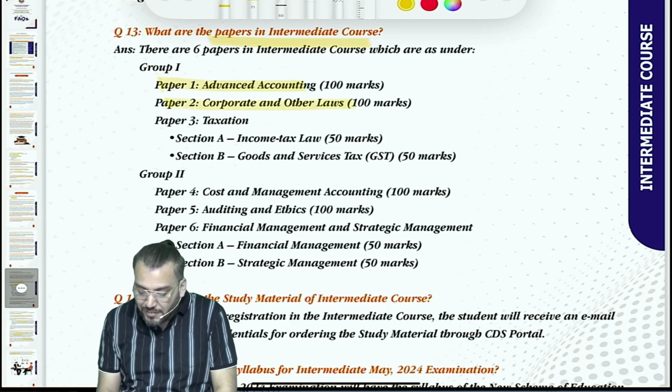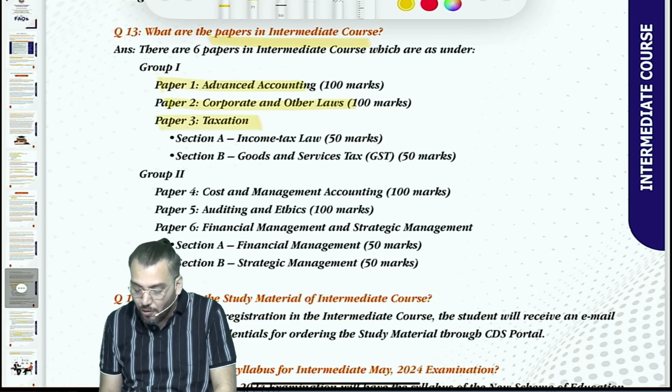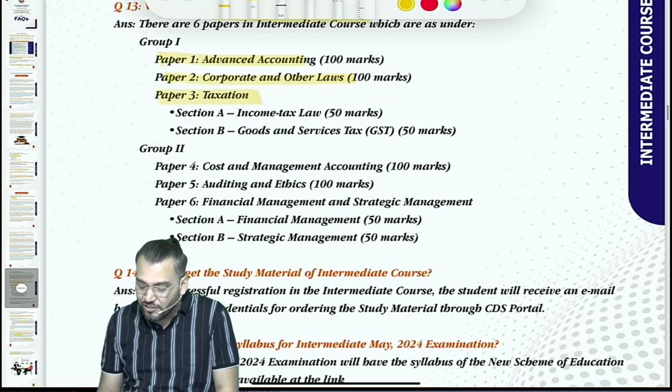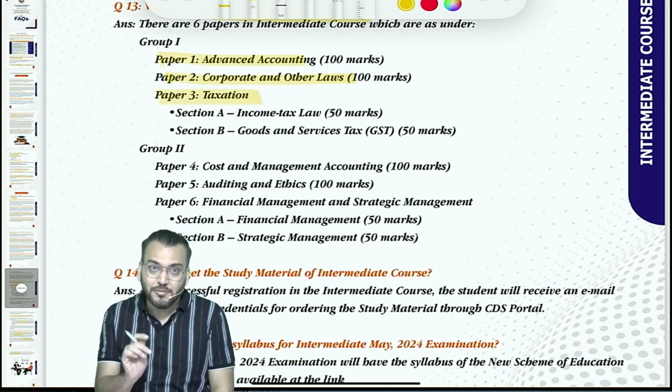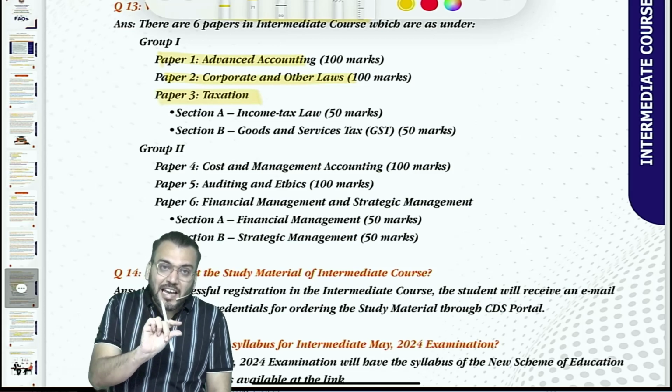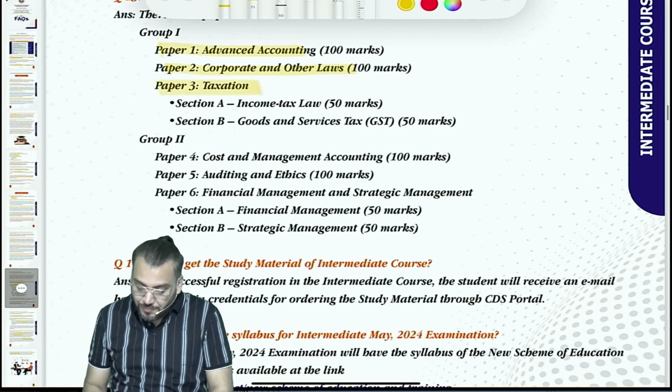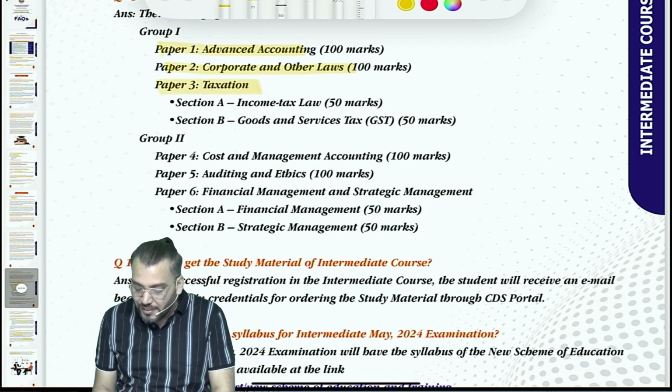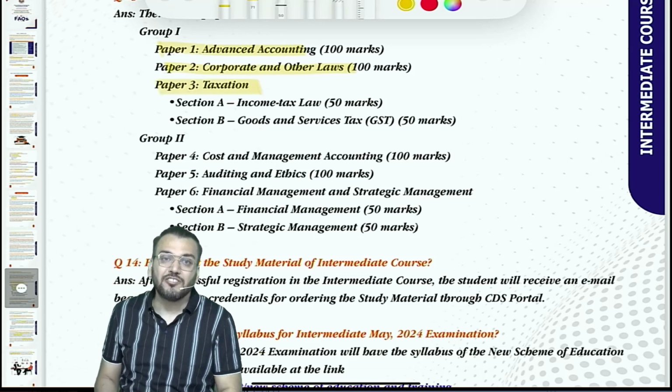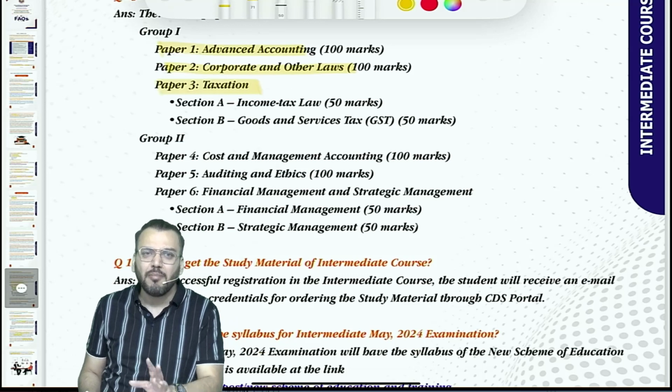Paper 2 is corporate and other laws. Paper 3 is taxation, including income tax law and goods and service tax, each of 50 marks. Got it? So direct tax 50 marks, GST 50 marks. Group 2: paper 4 cost and management accounting, paper 5 auditing and ethics, and paper 6 financial management and strategic management. You can see section A is FM, section B is SM, strategic management, 50 marks each.